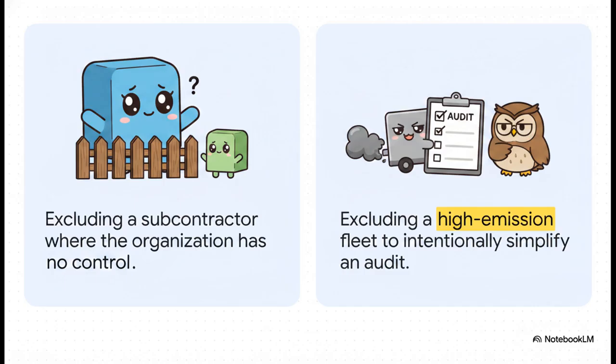But an unjustified exclusion? That's when you intentionally leave out an outsourced high-emission logistics fleet just to make your audit easier, even though you are the one dictating their routes and fuel requirements.